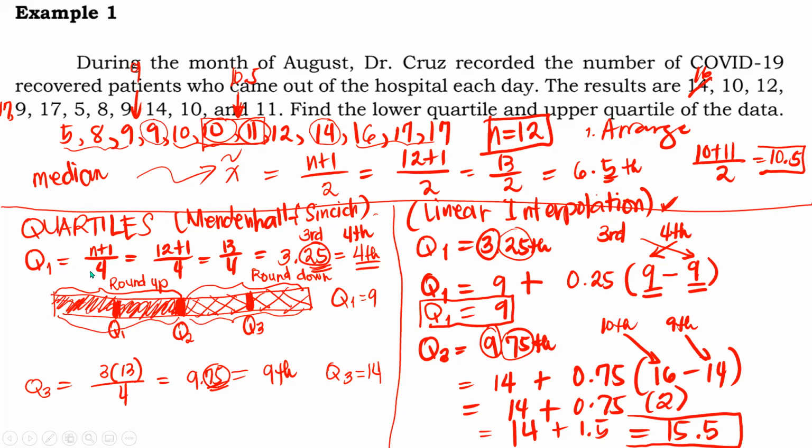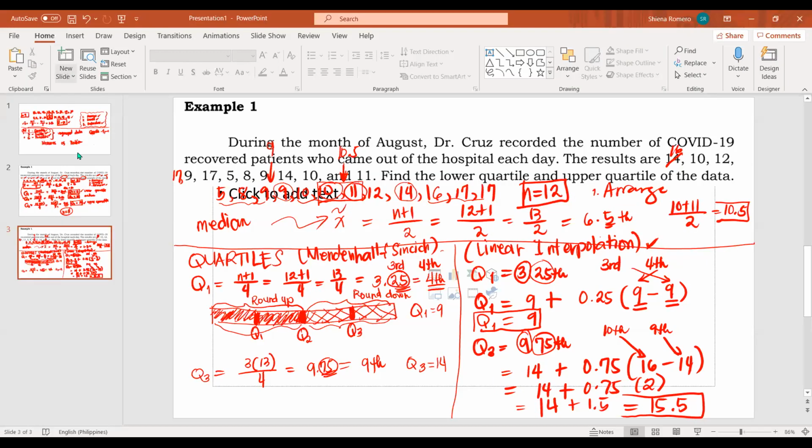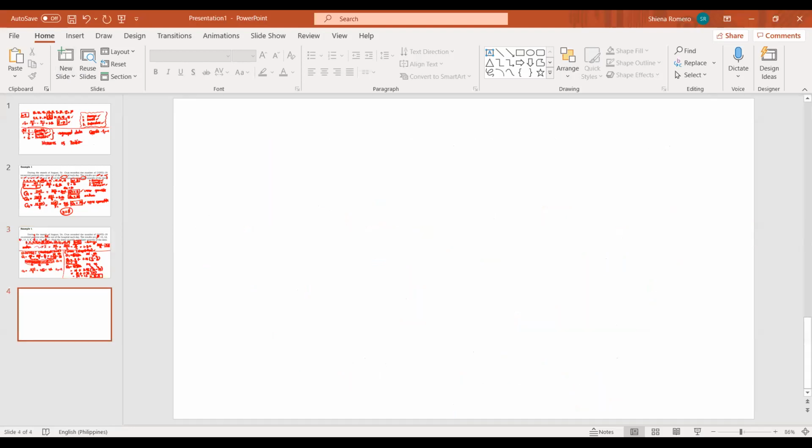So let us have another. Bibigyan na lang ako ng data para mabilis. So let's say our data is 14. Oh, ba't ganun yung sulat ko? Pangit.